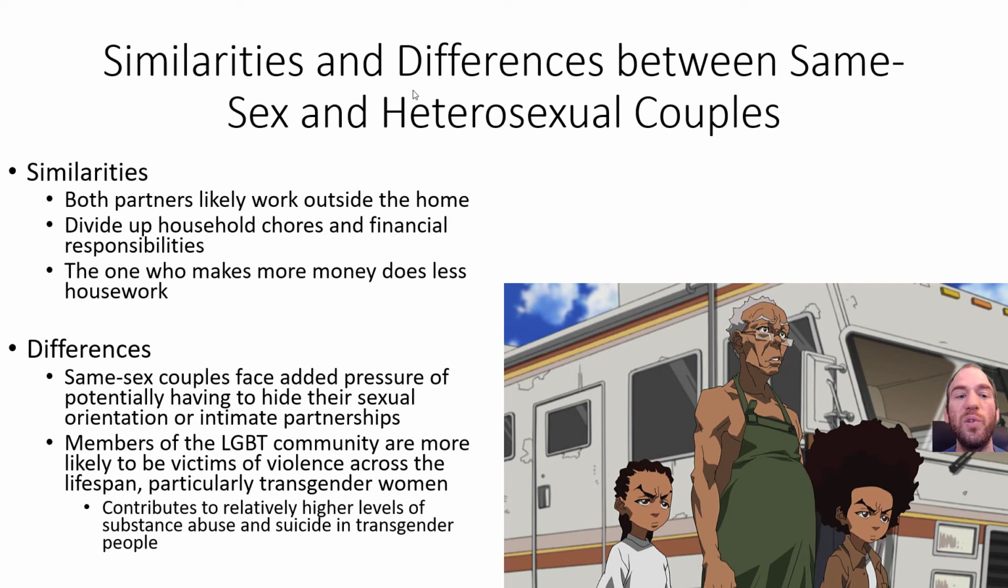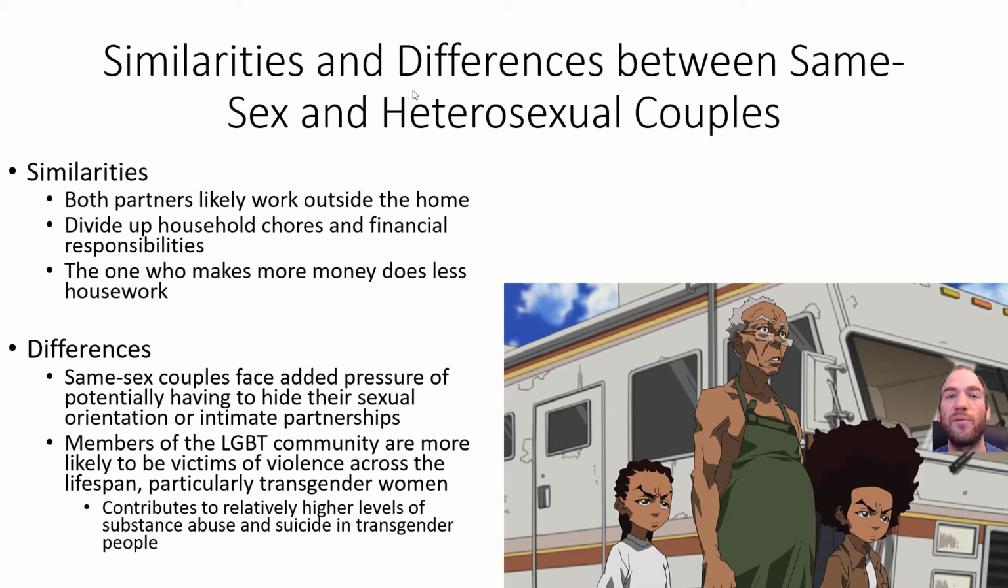So similarities include recognizing that both people in a relationship have different strengths, weaknesses, and different interests, and thus divide up chores and responsibilities based on those preferences and strengths and weaknesses. And then the person in the relationship who makes the most money is the one who typically works more, while the other one does more household labor. So we have wage labor and household labor, similarly to heterosexual couples.